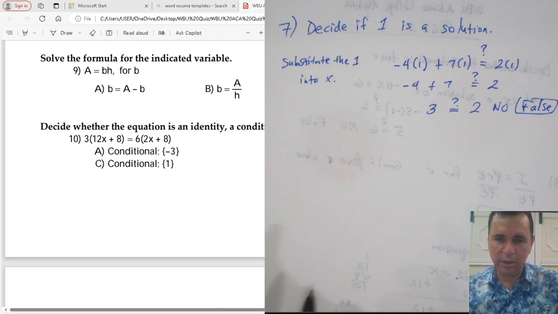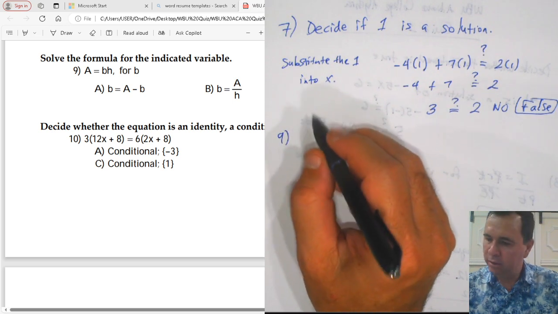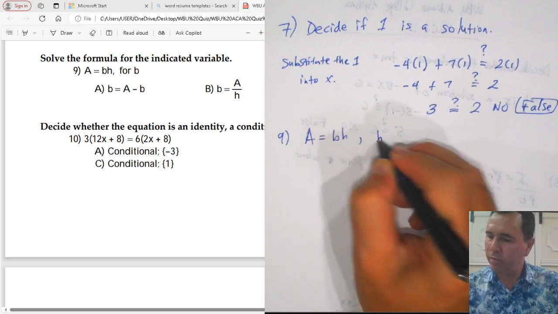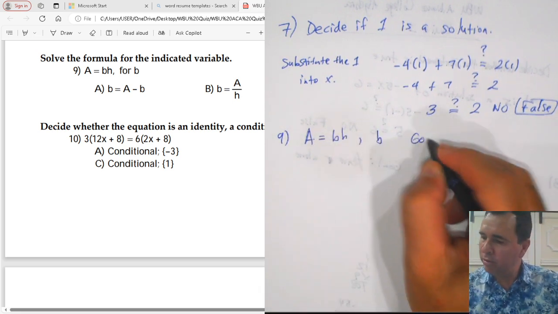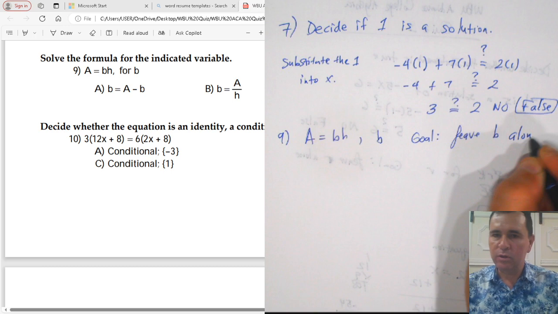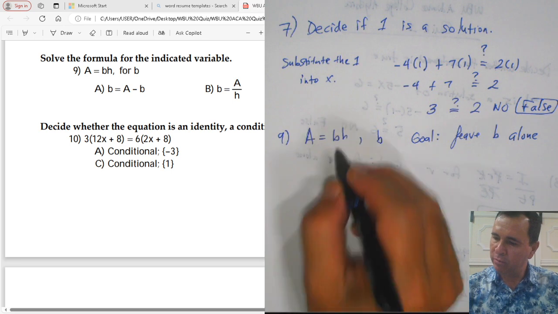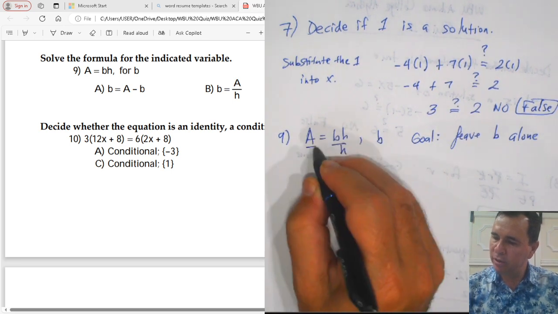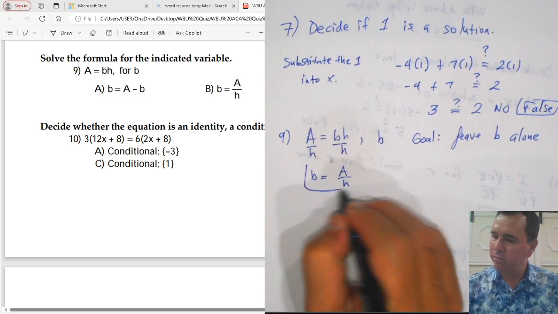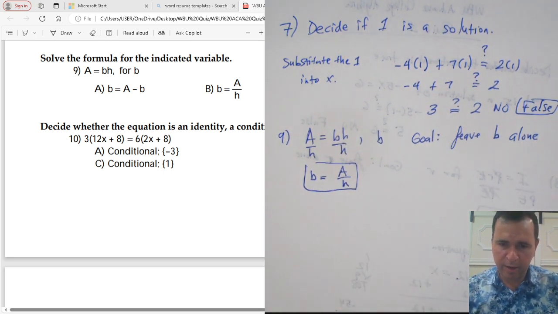Okay, so number 9 says solve the formula for B, right? So A is equal to base times height, leave in the form of B. So your goal is simple. Leave B alone, right? So you got to do whatever it is that is in your power to leave B alone. So best thing to do is divide both sides by H. So B is equal to A over H. Final answer. Okay, you get to do number 10. I'll do number 11.